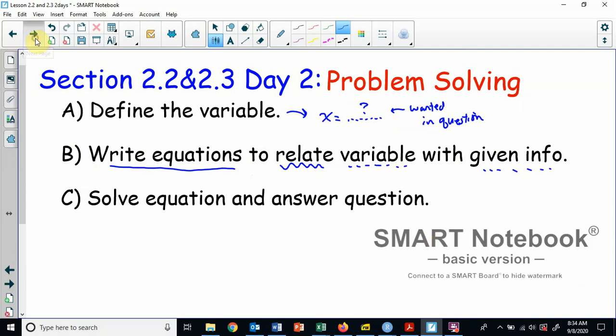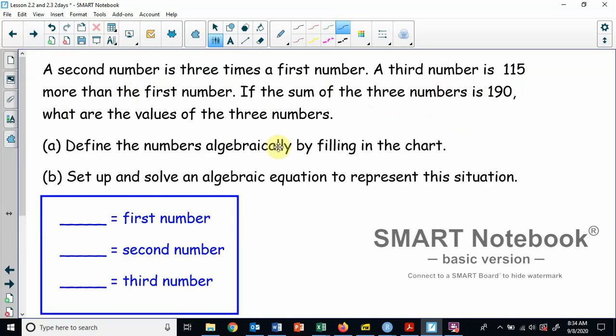So let's jump right into it. We could see something like this that plays a lot on words. It's going to just describe 3 numbers, and we're going to want to figure out how to define a variable and how to find what the 3 numbers are by writing equations. So it says, look, the second number is 3 times the first number. A third number is 115 more than the first number. If the sum of the 3 numbers is 190, what are the values of the 3 numbers?